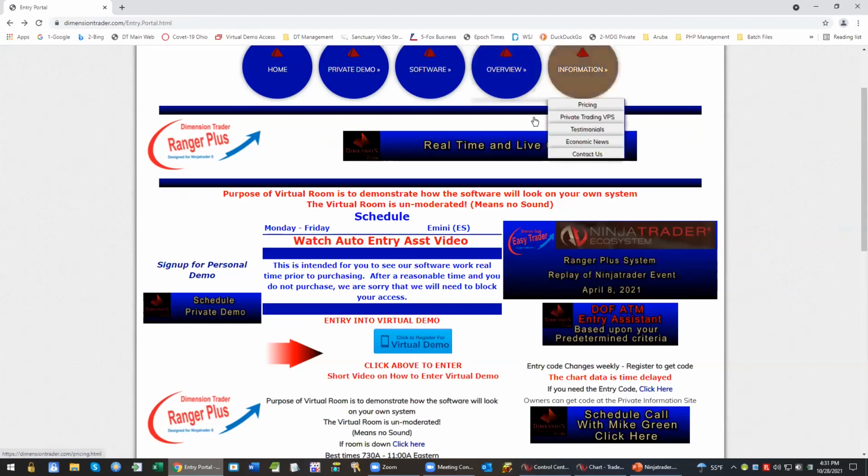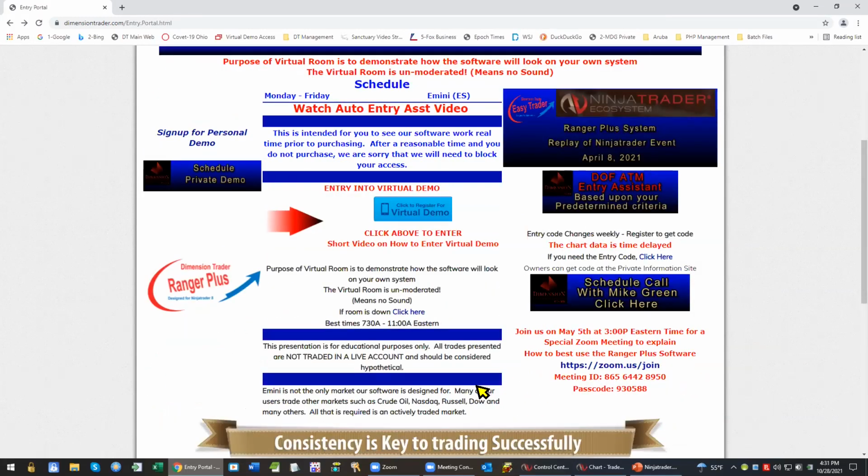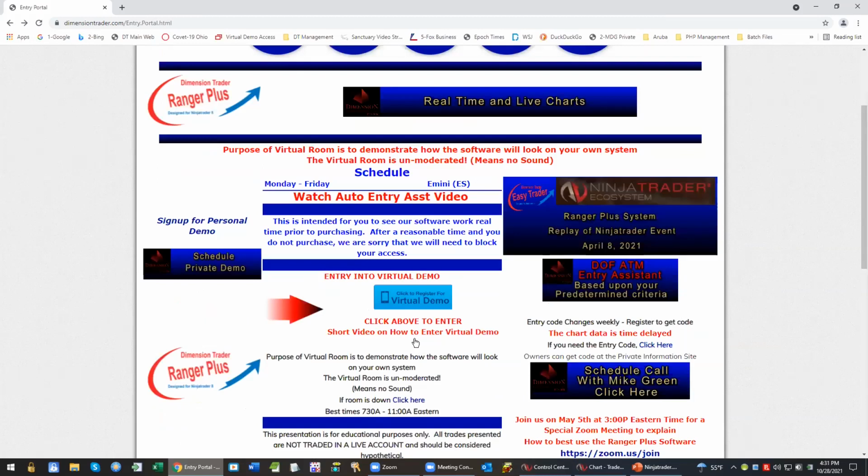So that is that, and I don't think there are any questions on that. It is important to point out that this room is unmoderated. That means there's no sound. If you know the rules, it's pretty easy to follow.